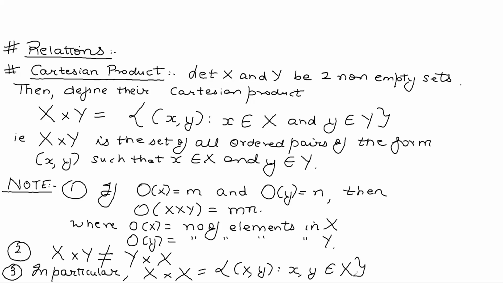Okay, the x written in the bracket should be capital X, because it denotes the number of elements in the set X. So I can make it like this, capital X and capital Y. If the set X consists of m elements and the set Y consists of n elements, then the Cartesian product X cross Y will consist of m into n elements, where O(X) is the number of elements in X, O(Y) is the number of elements in Y.